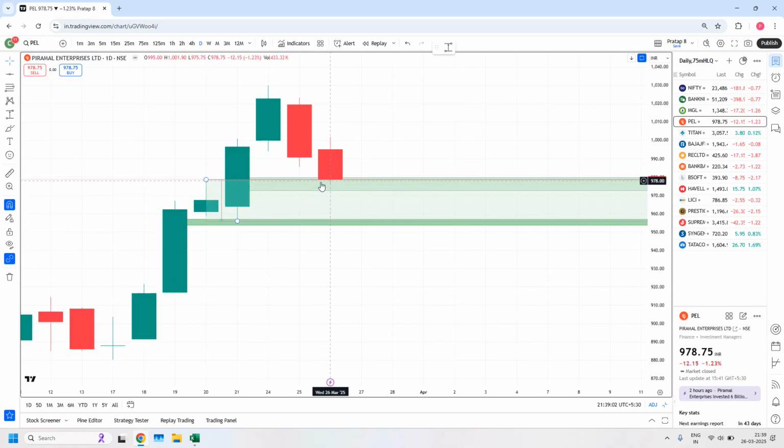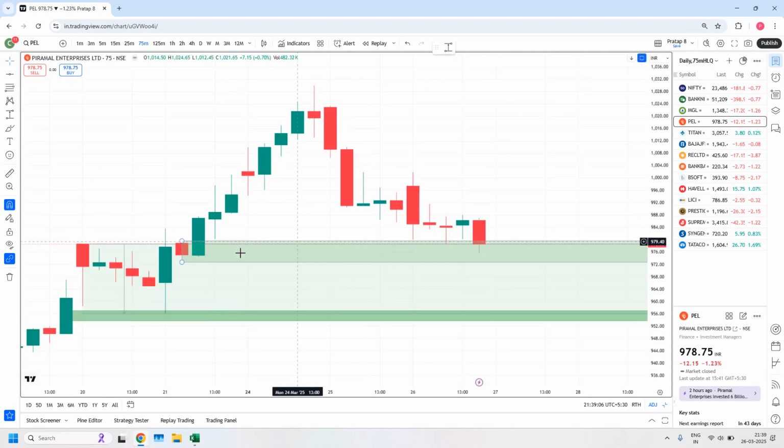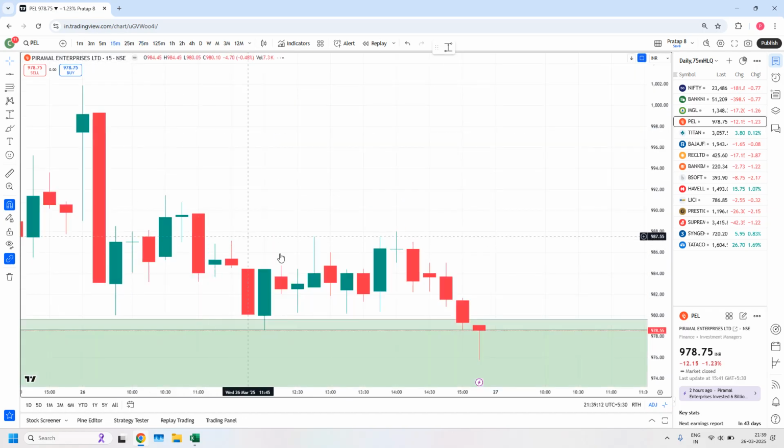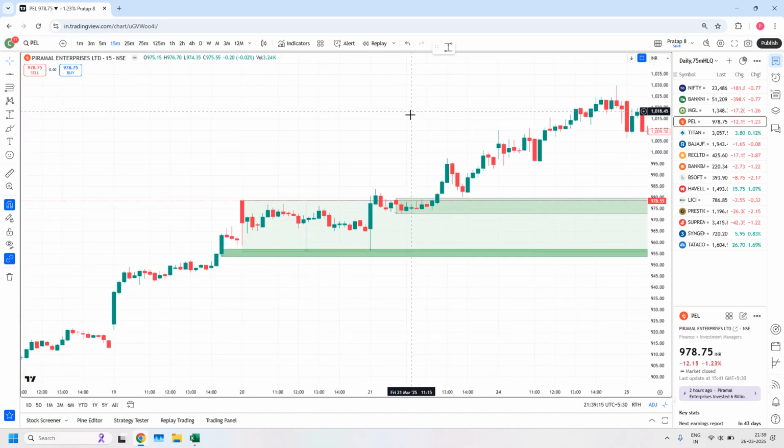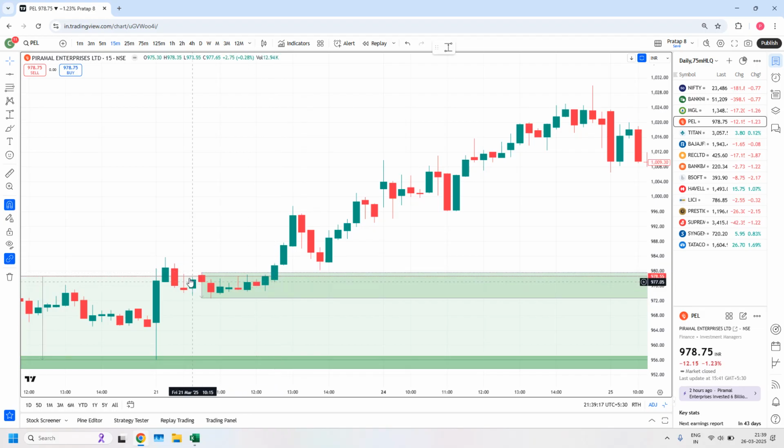PEL entered into this 75-minute zone. Prices moved up, but we didn't plan a trade because the 15-minute structure is not good. So here, even if we compromise and draw the zone, we don't have any proper leg-out structure here. So that's why I left this.